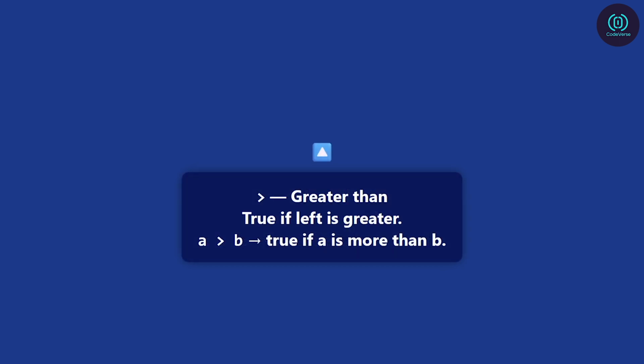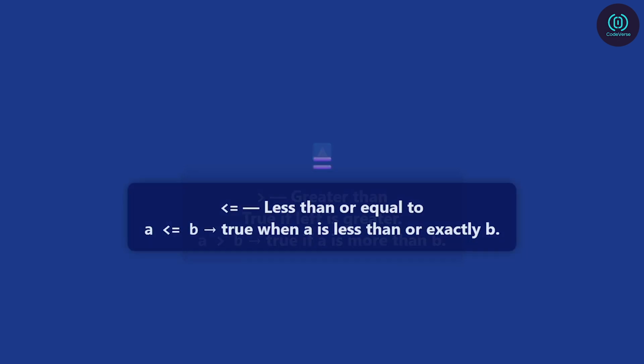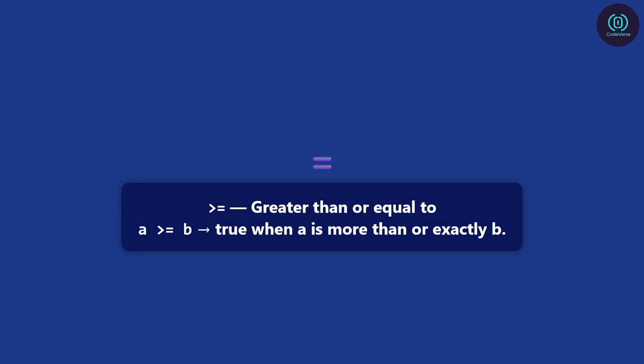The opposite is greater than. It returns true if the left value is strictly bigger than the right one. Like A greater than B. Then we have the inclusive versions, less than or equal to. So A less than or equal to B is true when A is less than or equal to B. And finally, greater than or equal to. A greater than or equal to B is true when A is greater than or equal to B.